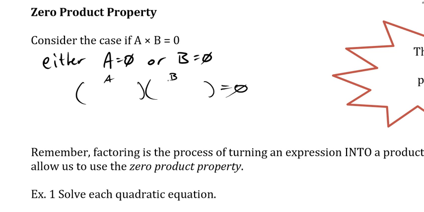Does that make sense? Zero product property. So either whatever's inside those brackets would have to equal 0, or whatever's inside those brackets has to equal 0. This is a really important part of how we do it.